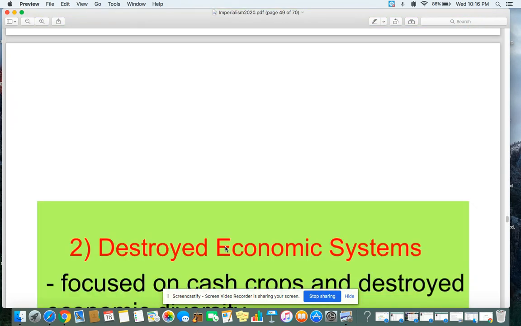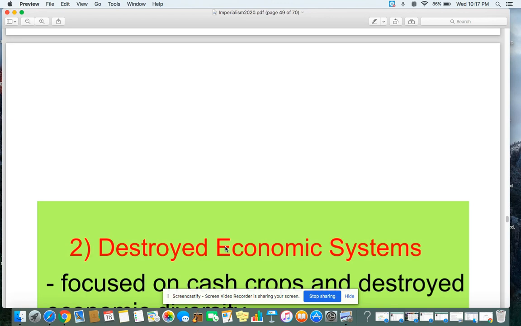Continuing, they destroyed economic systems, kind of like what they did to the Central and South Americans. When they took over these areas in Africa, they said, "Hey, I know you were a doctor for your town here, but guess what? Now you're going to go farm this. Now you're going to go get this. You're going to work in the gold mines. You're going to get diamonds. You're going to get rubber."